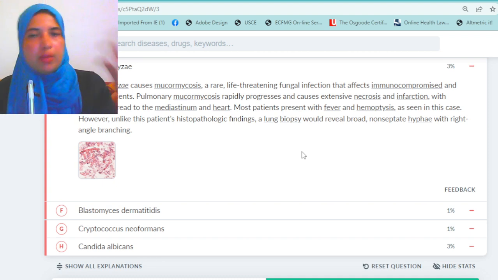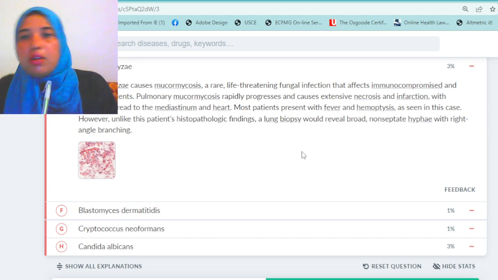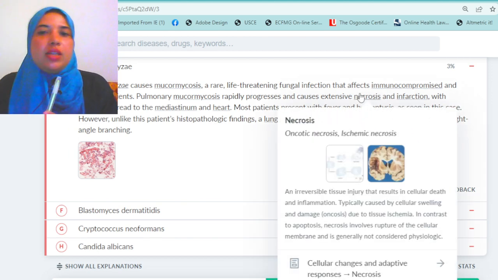So again, I know if it was a diabetic patient, poorly uncontrolled, then maybe Rhizopus would have been the correct answer. Pulmonary mucormycosis rapidly progresses and causes extensive necrosis and infarction with potential spread to the mediastinum and heart. So we're looking at necrosis, we're looking at infarction. Those are the buzzwords that you really want. Say you forgot what necrosis is. You can still cover necrosis as a topic.